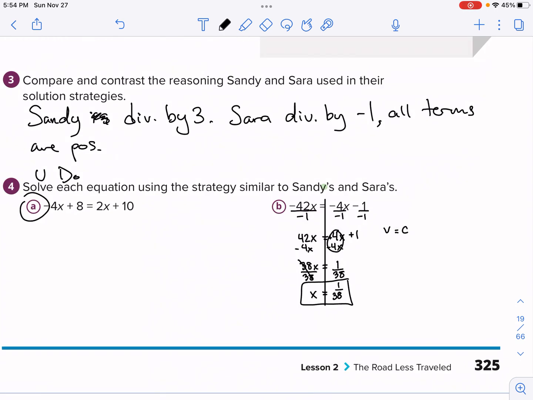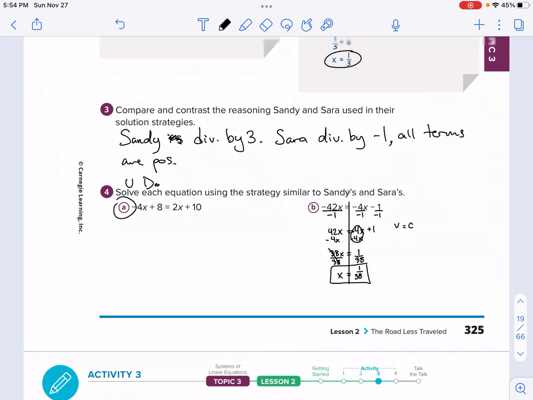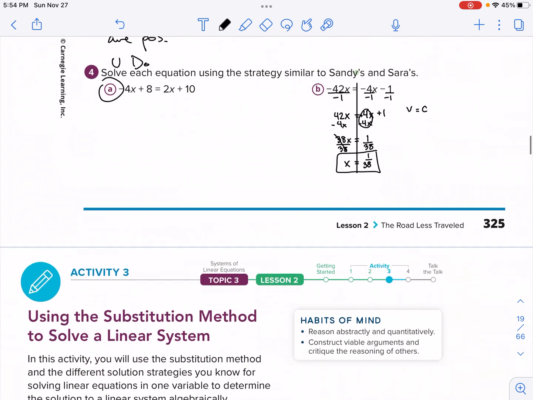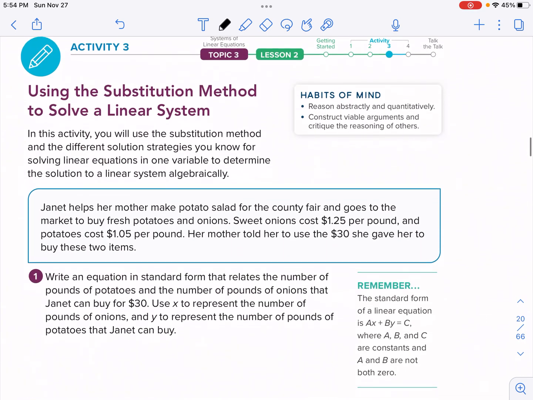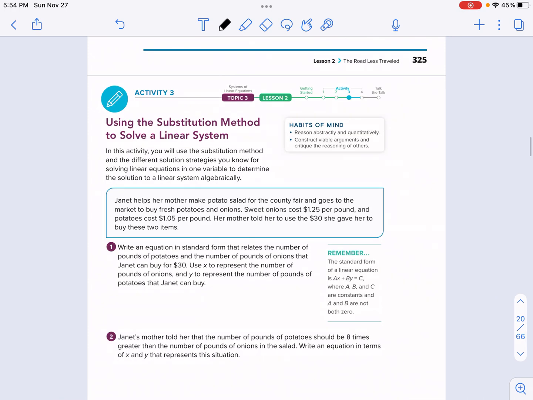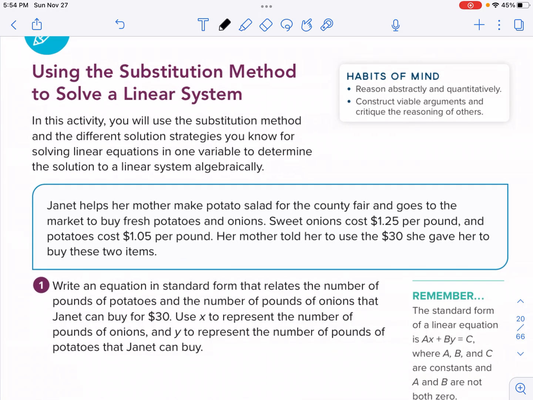Okay. All right. So that's going to conclude activity 2. We're going into activity 3, which requires our understanding of solving an equation algebraically like we did here, but it is the substitution method. So we're on page 326. Okay. So we're going to highlight some things. We'll write some equations, but let's look at the context here.